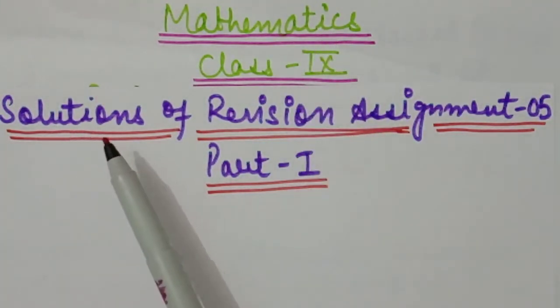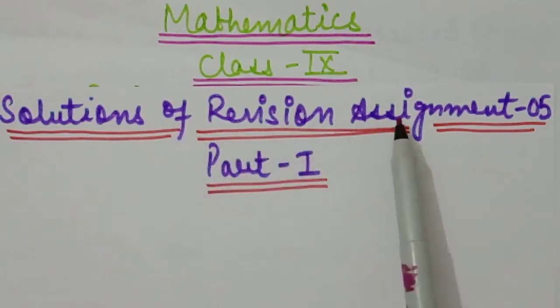This is class 9th. Today I am here with the solutions of revision assignment 5th part 1 from chapter number 7, triangles. So students, we will solve all 7 questions which I gave you in part 1.